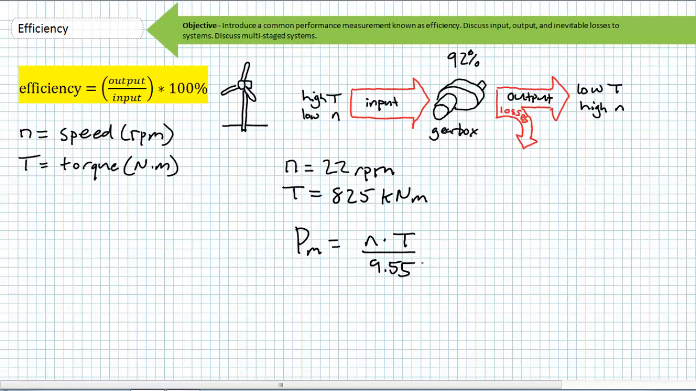For now, don't worry about the derivation and just trust me that the mechanical power for these conditions of 22 revolutions per minute, 825 kilonewton meters of torque, is approximately 1.9 megawatts of mechanical power. If this gearbox is 92% efficient, only 92% of this 1.9 megawatt input actually gets converted into usable mechanical output power at the high-speed shaft. Therefore, it stands to conjecture that our output should be less than 1.9 megawatts.